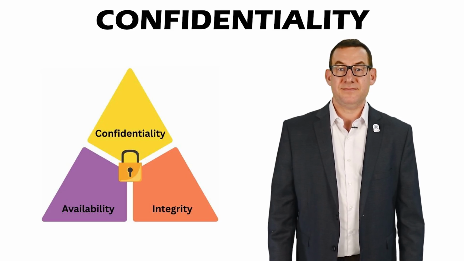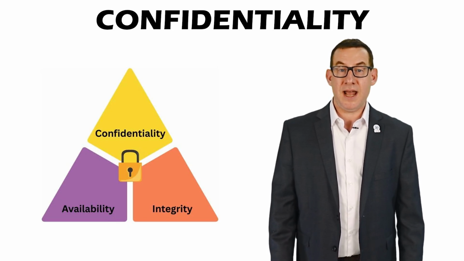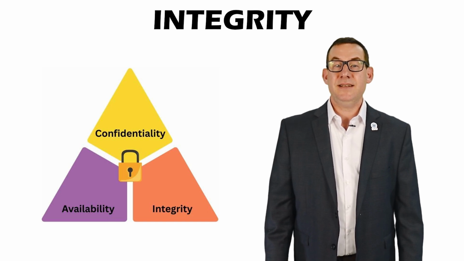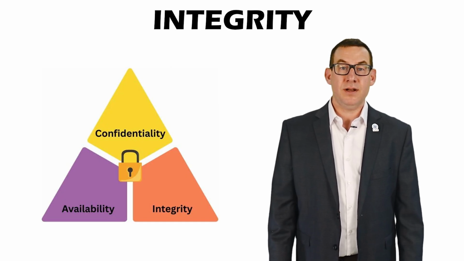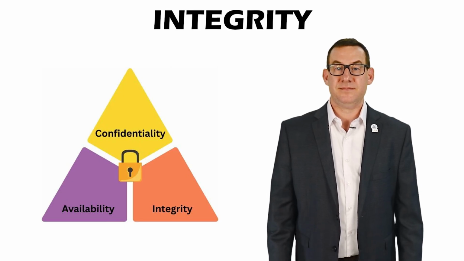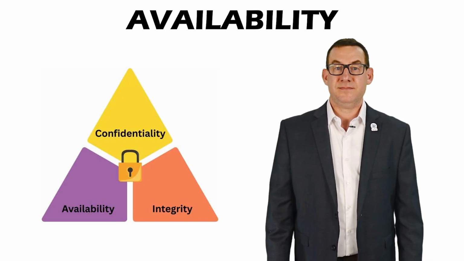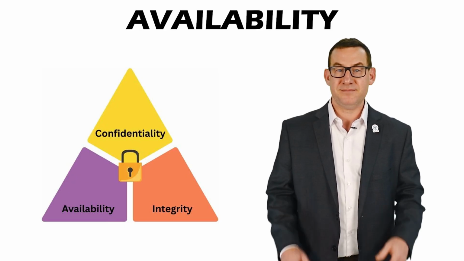Confidentiality. Confidentiality ensures that only authorized users can access sensitive data. Integrity. Integrity guarantees that data remains accurate and unaltered throughout its life cycle. Availability. Availability ensures that data and systems are accessible to authorized users whenever needed.